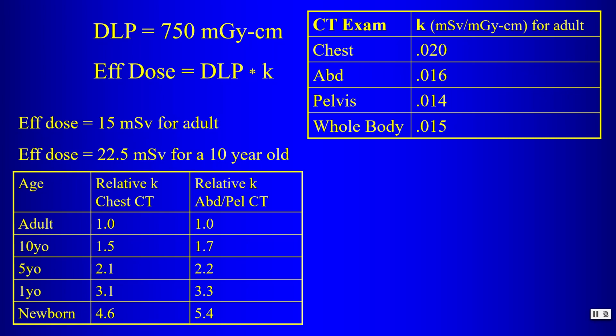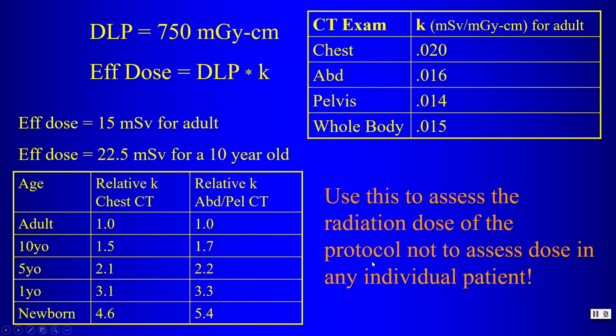That's an indication that with these doses and protocols for younger patients we have to be very careful. And again, what we're doing here is looking at our various protocols and estimating what these doses would be to our general population, and looking at how they would change depending on the age of our patients. So we want to use this to assess the radiation dose of the protocol, not to assess the dose in any individual patient.